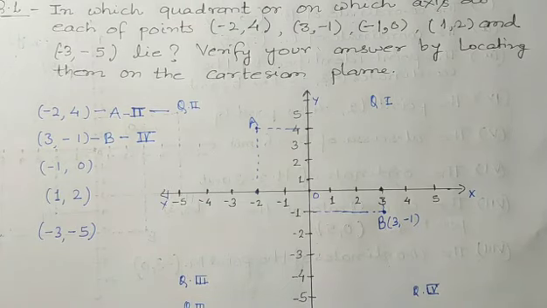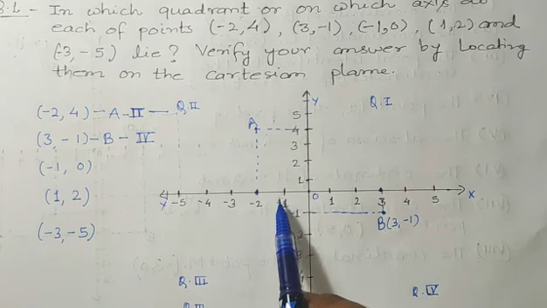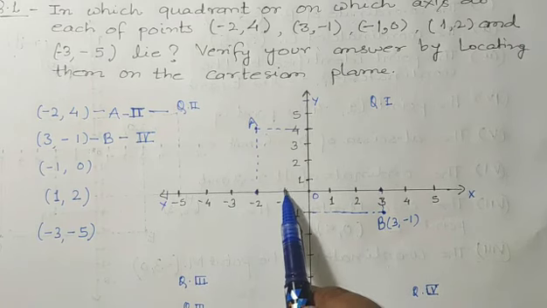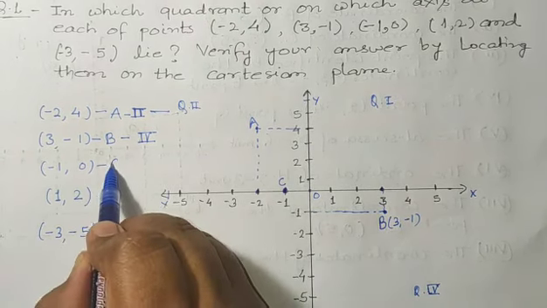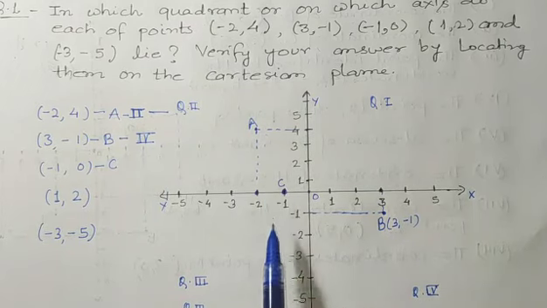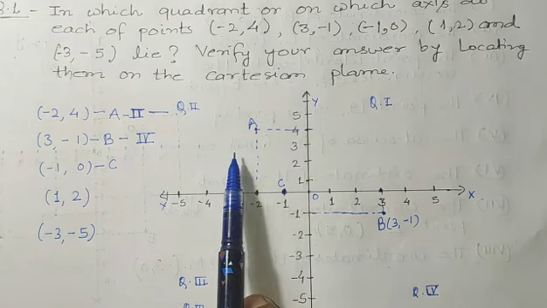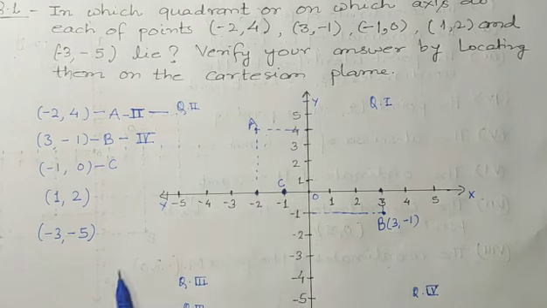Now third point is (-1, 0). So towards x direction minus 1 is there, but towards y direction it has not traveled because it is 0. So this point will be your point C. Okay, and where does it lie? It will be in quadrant second or quadrant third, students? Think about it.